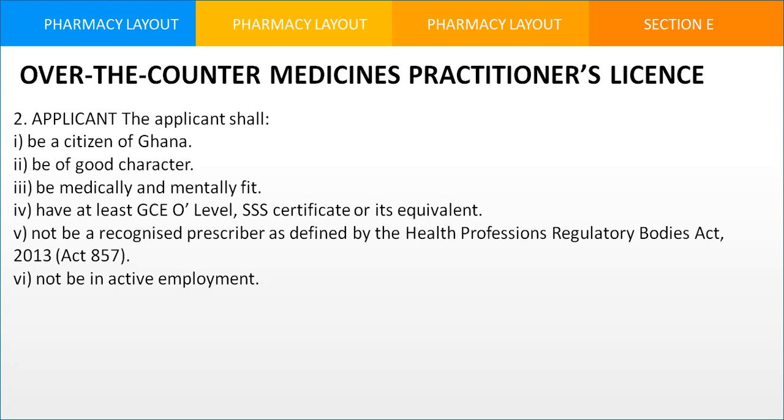Also, the person opening a chemical shop should be a Ghanaian. If you're not a Ghanaian, you cannot open. You should have a good character, and be medically and mentally fit. You should at least have finished SSS or GCE level, okay? If you finished the MCA program, it is a plus. Normally, you don't have difficulty acquiring a licence for a chemical shop.